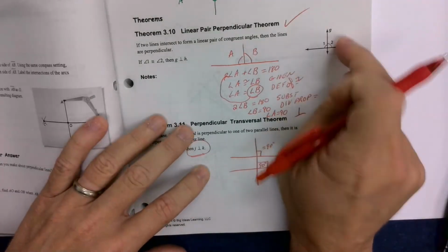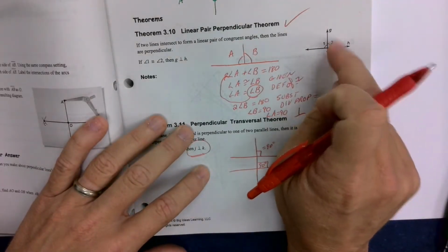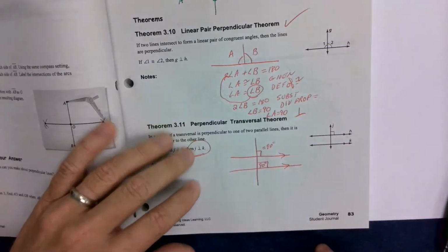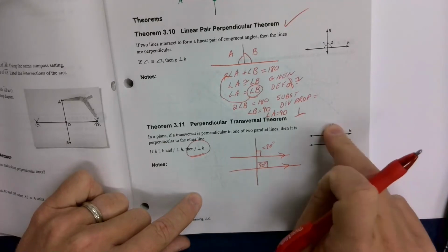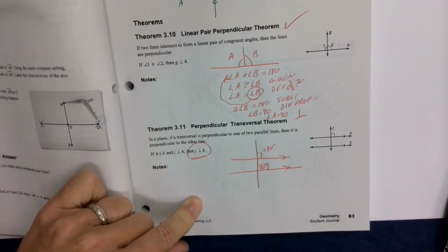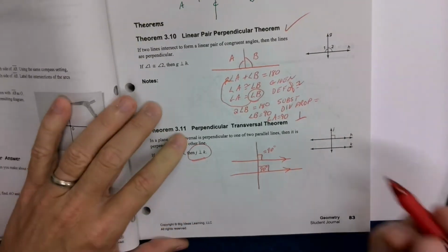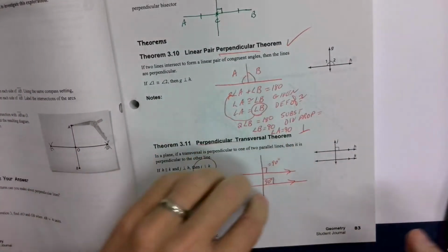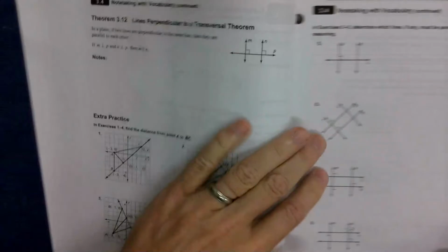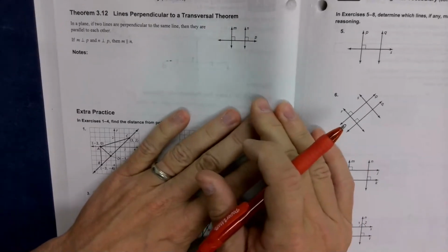Again, if these two things are congruent and they're a linear pair, then they must be perpendicular. These ones, if these are parallel and it's perpendicular to one of them, it must be perpendicular to the other one. So all of these proofs are really, again, proving perpendicularness. So let's go over here, see if this one makes sense.